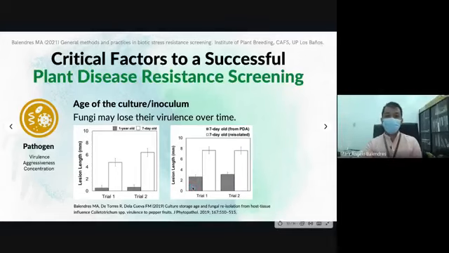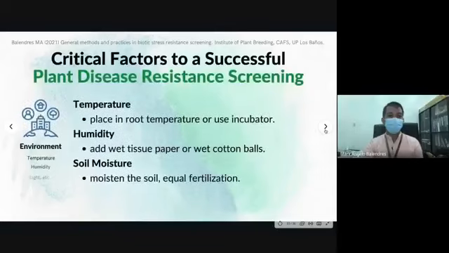You need to first reintroduce your isolate that was stored for a long time, probably 6 months or 1 year, and then use the re-isolated one as your inoculum. For the environment, you need to consider the temperature, humidity, and soil temperature. If your pathogen is a temperate pathogen, which means below 15 degrees, and you grow the plant at 30 degrees, then it's likely that you don't get infection.